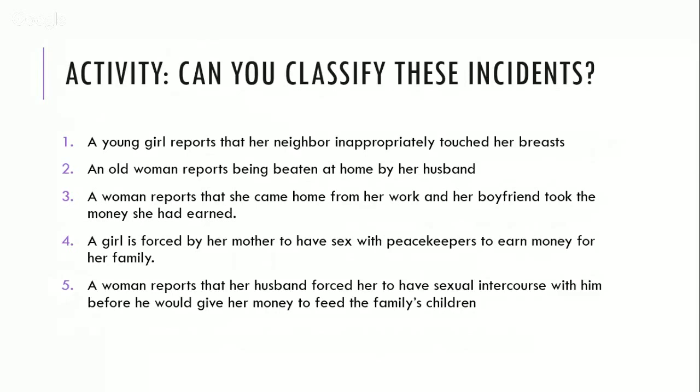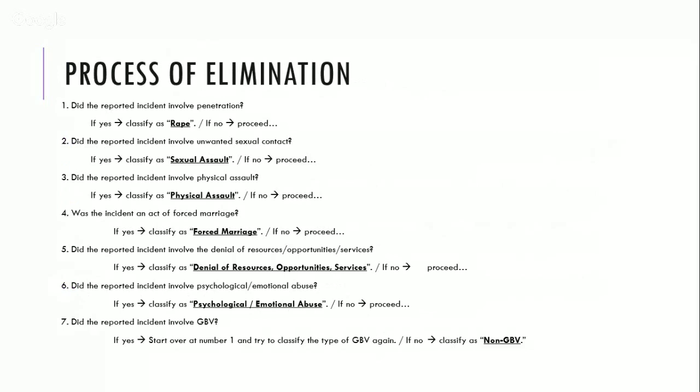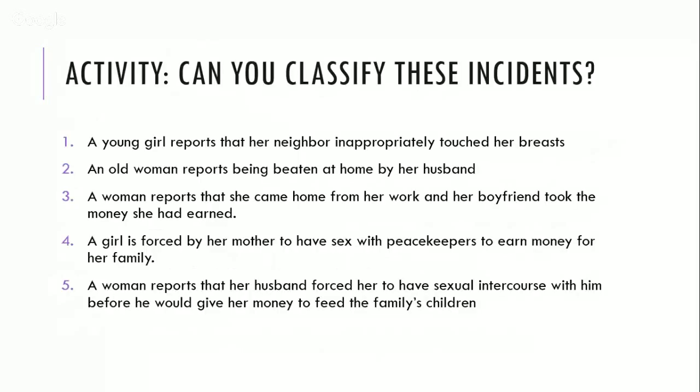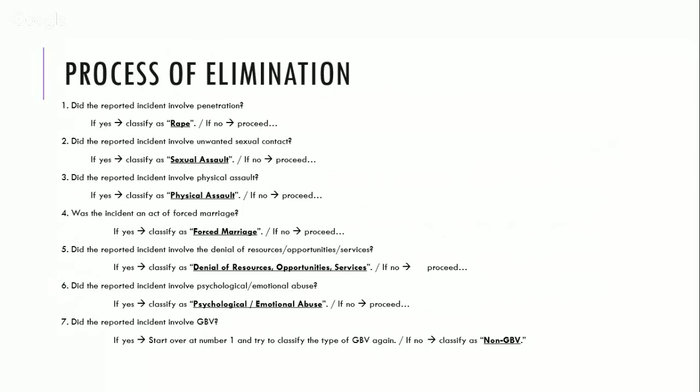Let's go on to the next one. A girl was forced by her mother to have sex with peacekeepers to earn money for her family. Now to the questions. Did the incident involve penetration? So we know that the girl was forced to have sex with the peacekeepers. So we can say yes. We'll stop and classify this incident as rape. And finally, a woman reports that her husband forced her to have sexual intercourse with him before he would give her money to feed the family's children. Did the incident involve penetration? Yes. So we can stop and classify this incident as rape.